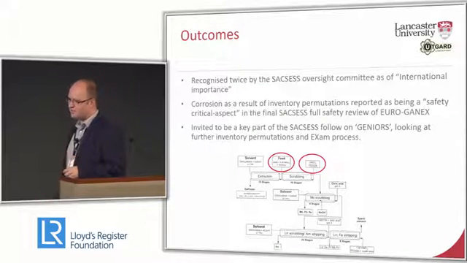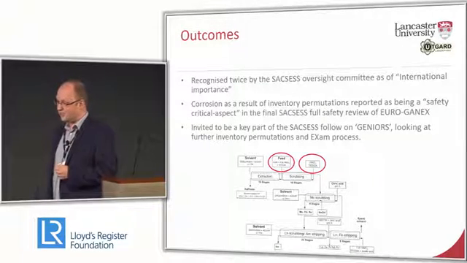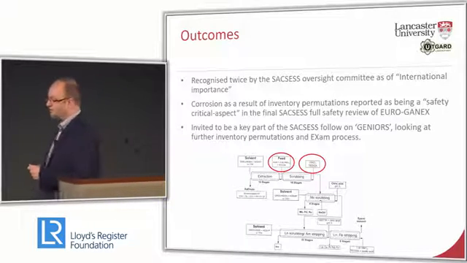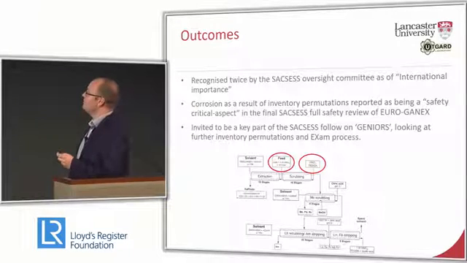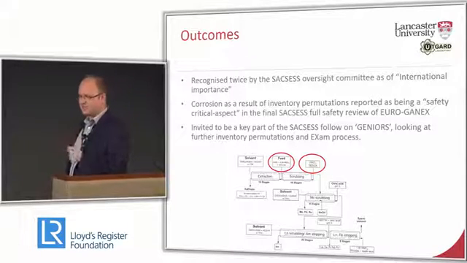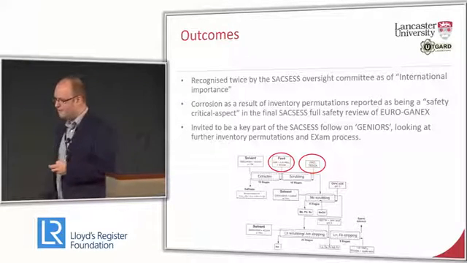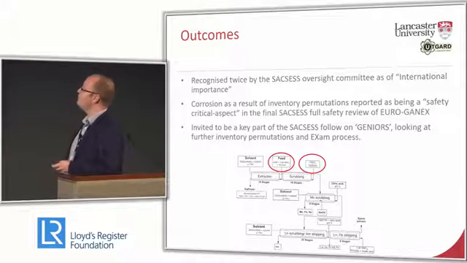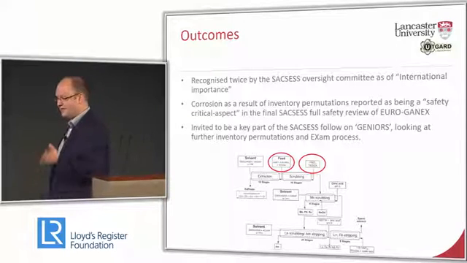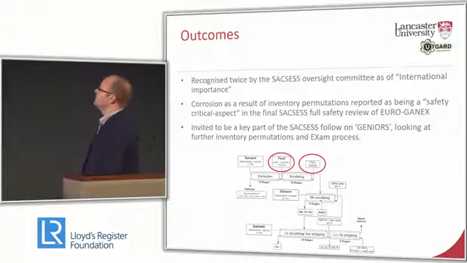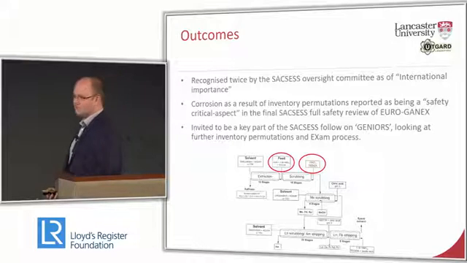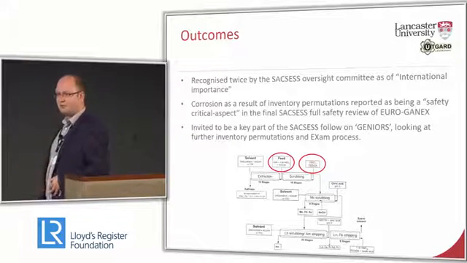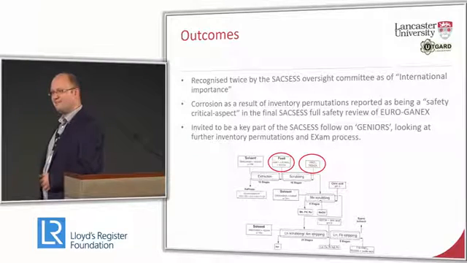So what are the outcomes from this? Well, it's been recognised twice by the Success Oversight Committee as of international importance. Secondly, corrosion as a result of inventory permutations has been reported as being a safety critical aspect in the final Success Review report. And so as part of this, we've actually been invited to be a key part of the Success follow-on GENIORS, which is going to look at further inventory permutations and the XAM process. And this consortium will be the reprocessing consortium in Europe. Interestingly, the XAM process actually uses higher nitric acid as well as TEGA, which could result in even worse corrosion at this maloperation end. Thank you.